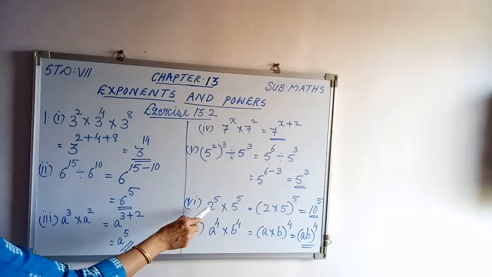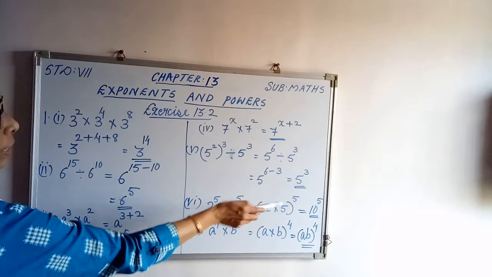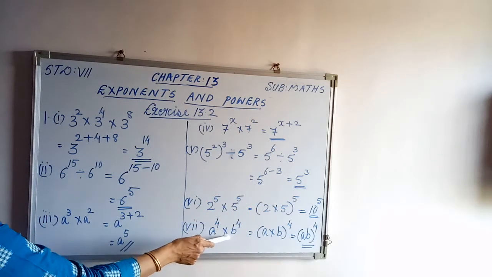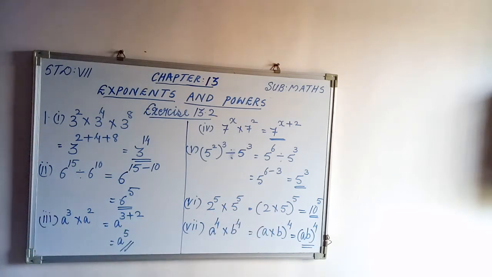Here in the sixth one, bases are different, index same. So we can write 2 into 5, the whole raised to the power 5. 2 into 5, 10 raised to the power 5. Here also the same, bases different. a into b raised to the power 4. a into b means ab. ab raised to the power 4. Now next question, that is the eighth one.